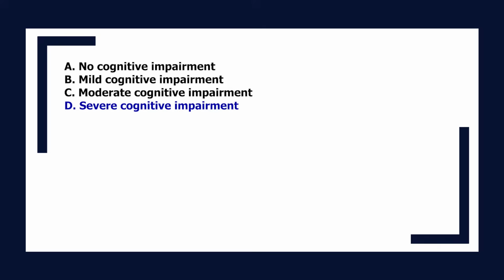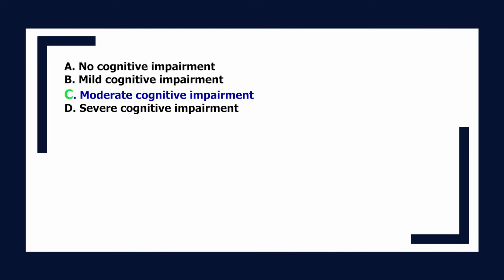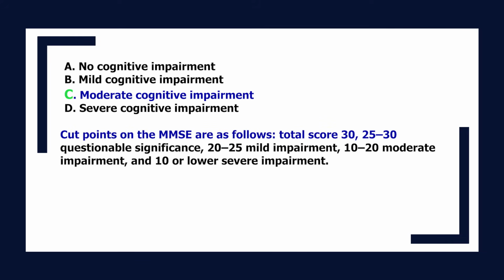The correct answer is C. Moderate cognitive impairment. Cut points on the MMSE are as follows: total score 30, 25 to 30 questionable significance, 20 to 25 mild impairment, 10 to 20 moderate impairment, and 10 or lower severe impairment.